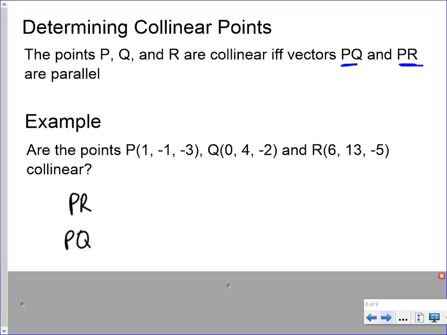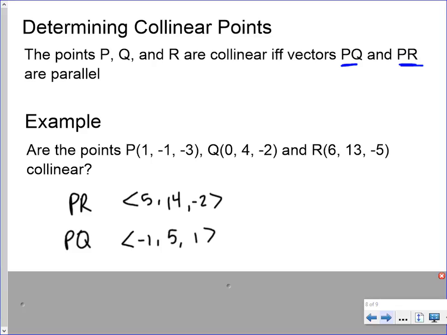For PR, I have to go to R first and subtract corresponding components. So 6 minus 1 is 5, 13 minus negative 1 is 14, and negative 5 minus negative 3 is negative 2. So I get that component form for vector PR. Then I do the same thing for vector PQ. Terminal point is Q, so start with Q's components and subtract P's. 0 minus 1 is negative 1, 4 minus negative 1 is 5, and negative 2 minus negative 3 is 1.